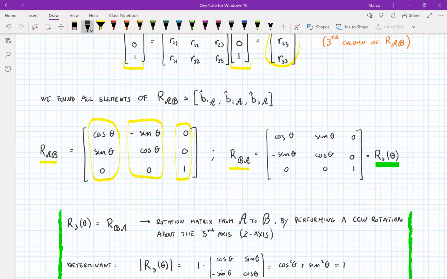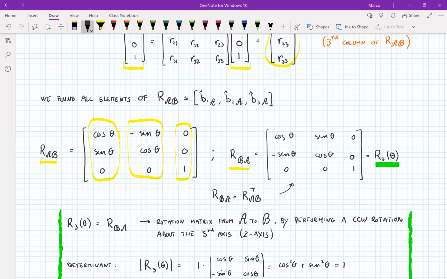But remember that if we have RAB, getting RBA is very easy. In fact, RBA is simply equal to RAB transpose. So that's how we got this matrix over here.